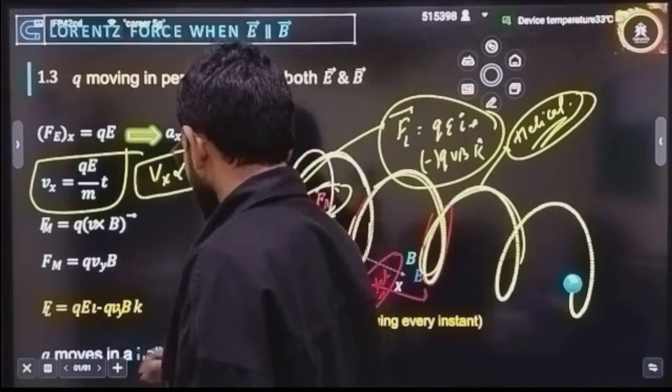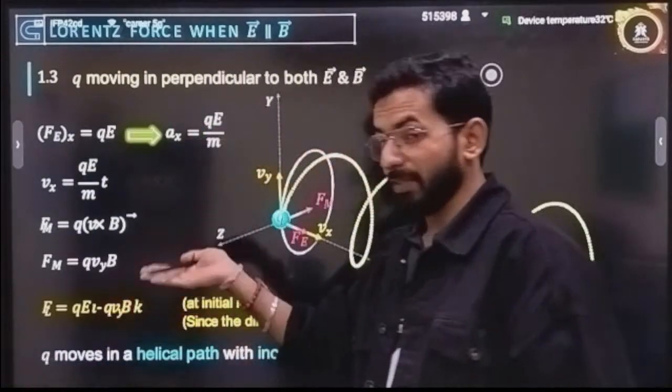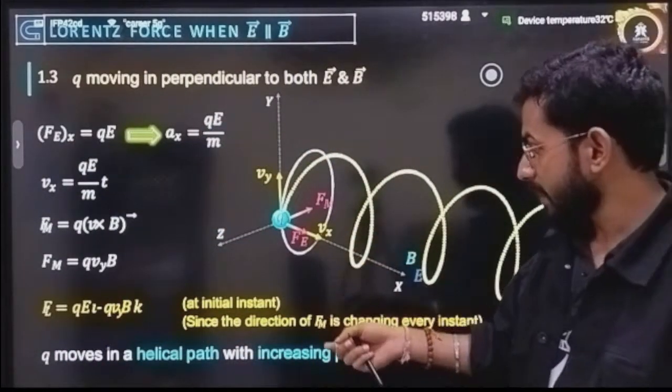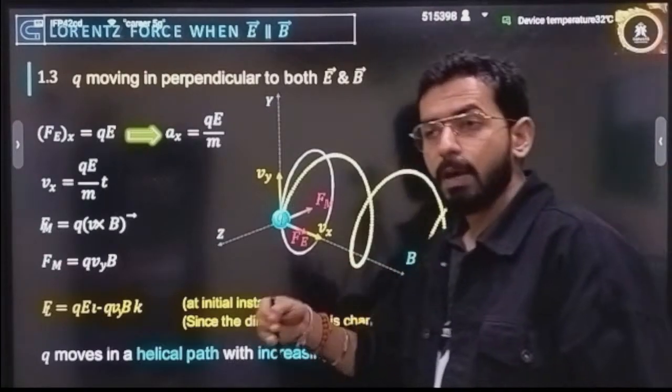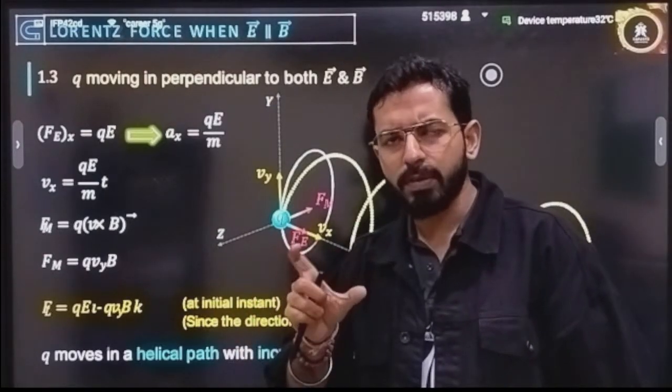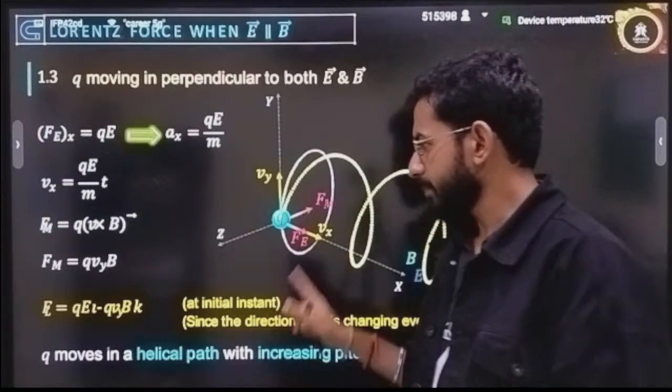So the pitch will be increasing, because with time the velocity is increasing. If velocity is increasing, can I say this distance is going to increase as it moves forward? More velocity means more pitch. The distance between two rounds will be even greater. Correct?